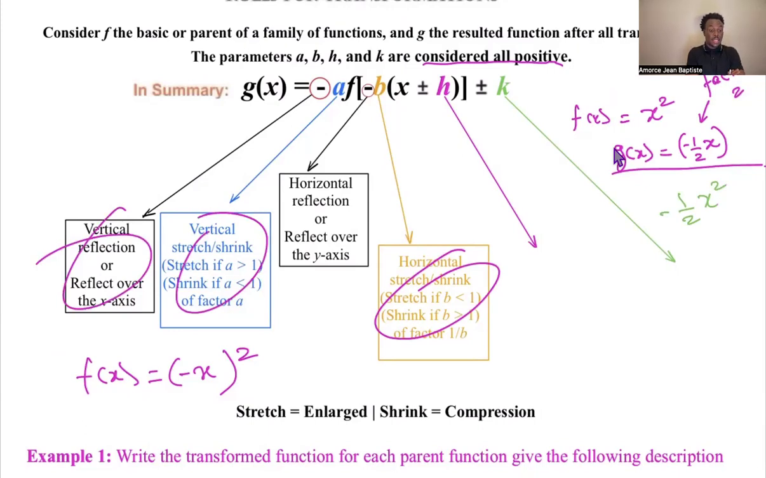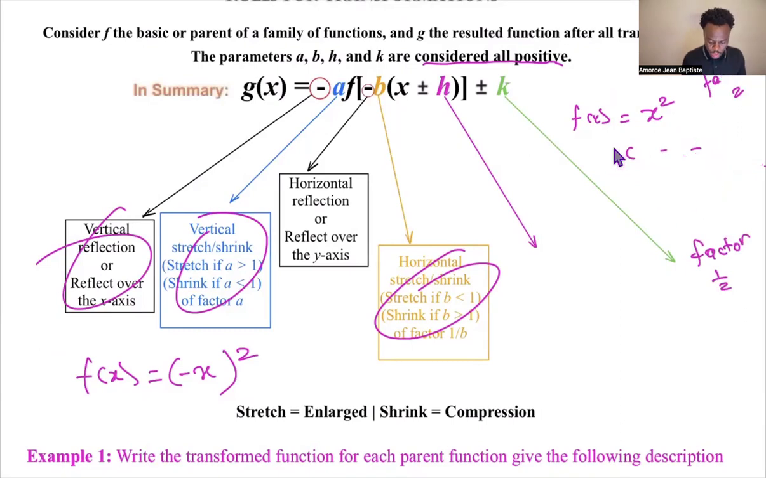The minus sign on the outside means that a reflection is made in the x-axis. And then the 1/2, because it's outside, it's a vertical shrink or compression, smaller than 1. The factor here is 1/2, because it's A. A, you don't change. You only change B to 1/B when you're giving the factor.